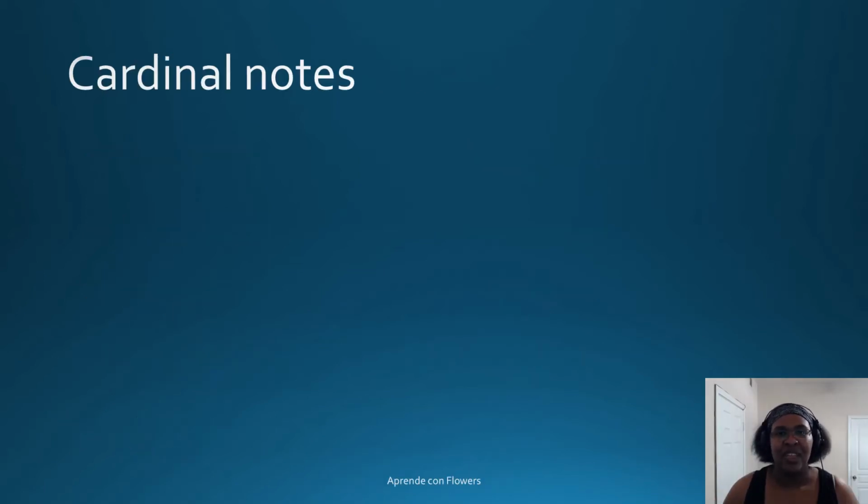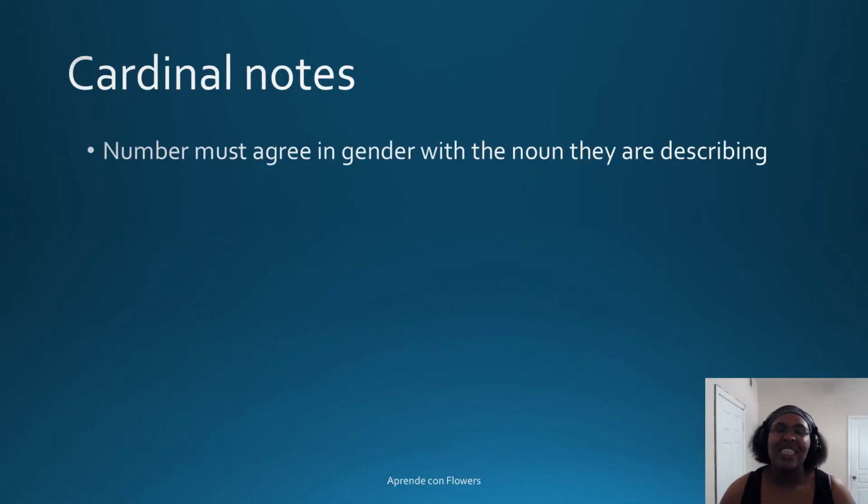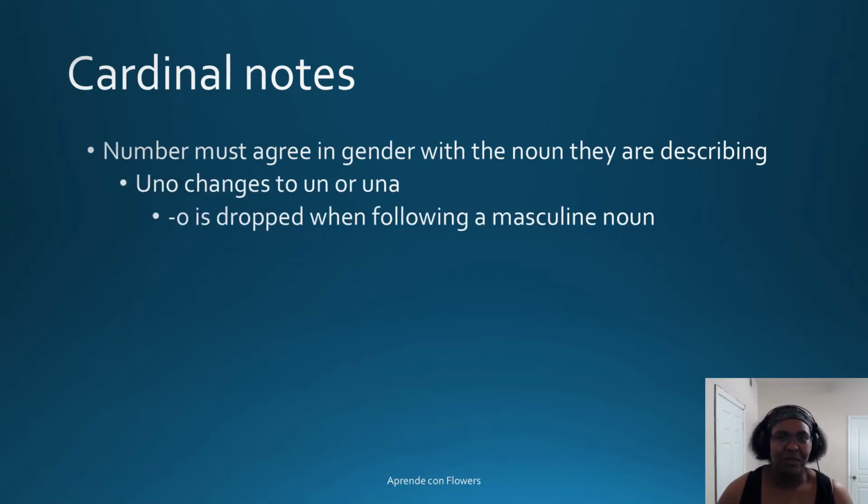Okay? So some notes on cardinal numbers is that numbers will agree with the gender of the noun that they're describing. For example, with uno, it will change to un or una, depending on if the noun is masculine or feminine. So if you want to say you have one car, a car is a masculine noun, el carro. So it would change to un carro. Yo tengo un carro. I have one car. And then when it comes with feminine nouns, you'll change it to una, such as a house. House is feminine, so la casa will change to una casa.